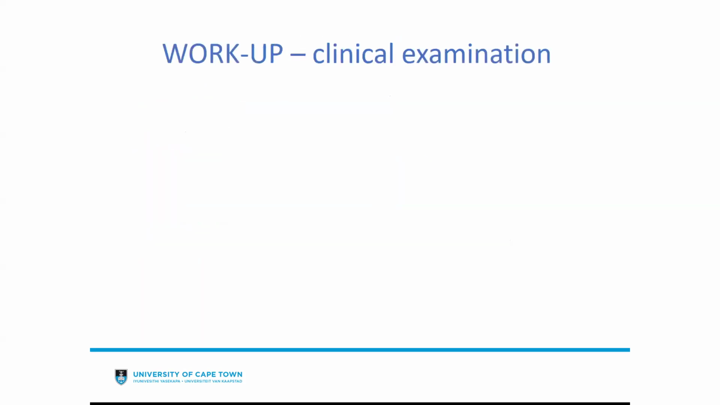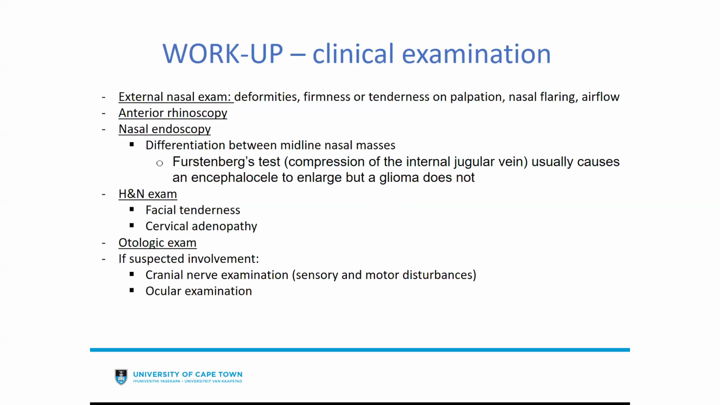After your history, you continue with the clinical examination. You first perform an external nasal exam, because sometimes you can even see part of the lesion on the outside. So look for deformities of the nose, look for small pits or fistulas, do an anterior rhinoscopy and a nasal endoscopy to see the extent of the lesion.